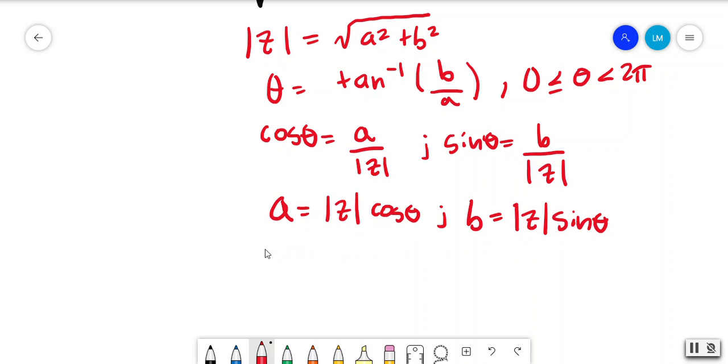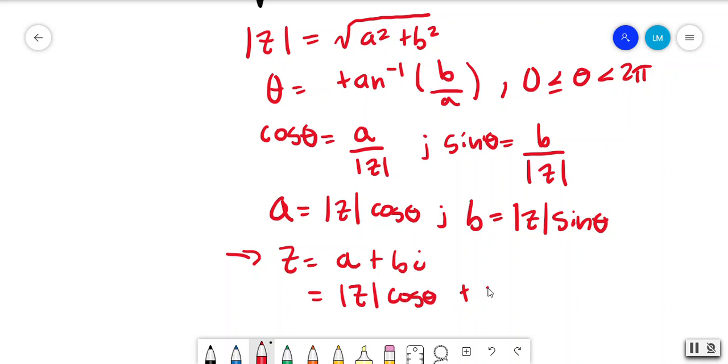So now that furthermore tells us that z is equal to, okay, z was equal to a plus bi. I'll just write that again. But we have that a is represented by the modulus of z times cosine of theta plus i.